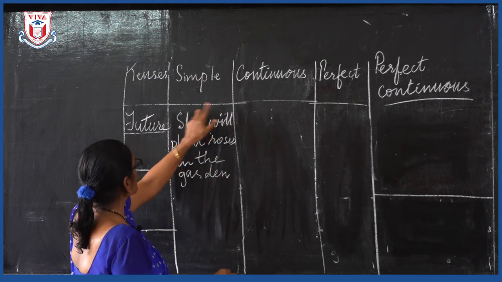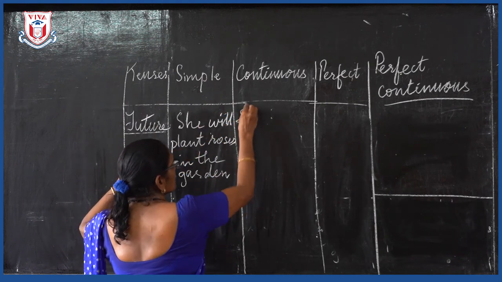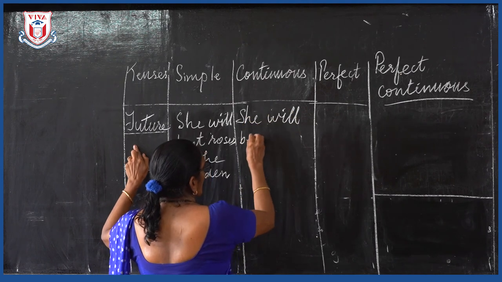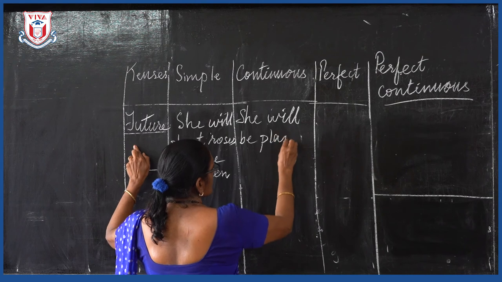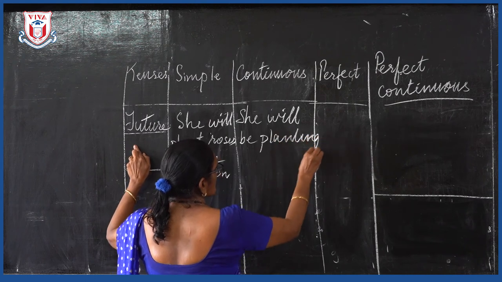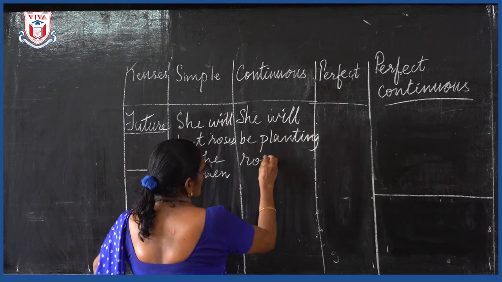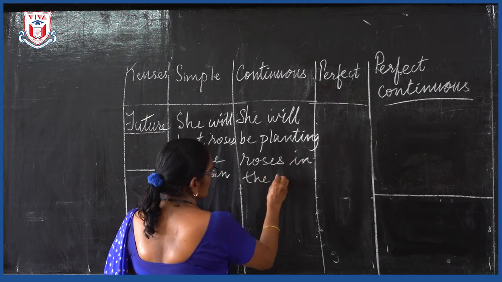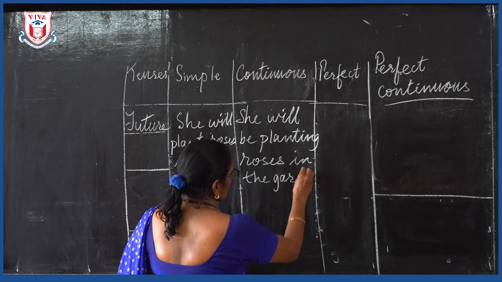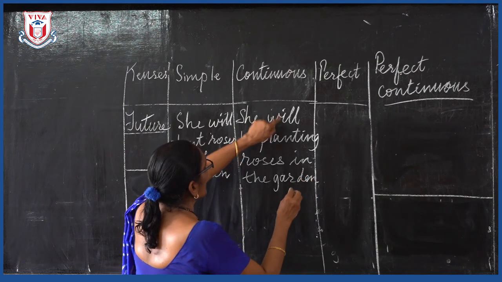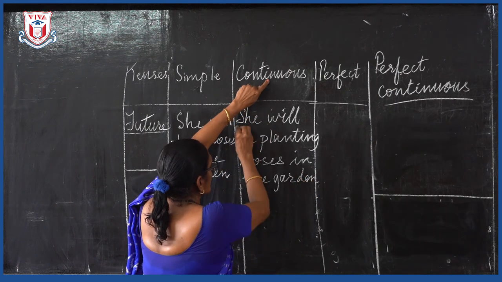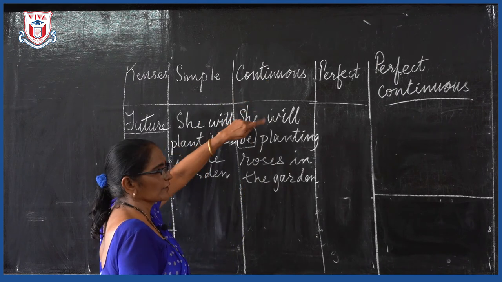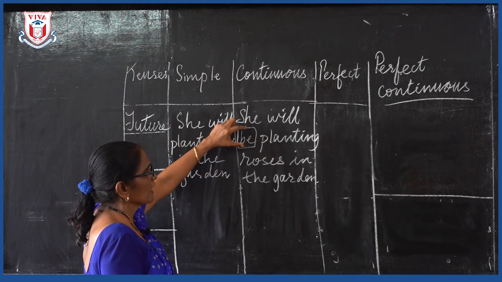Continuous tense, future continuous tense. She will be planting roses in the garden. Here you have to be very careful when you are writing will, and if it is a continuous tense, you should have a be to it. She will be planting, always the sentence will come with be.